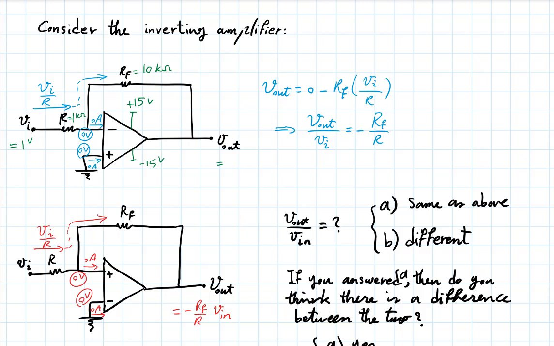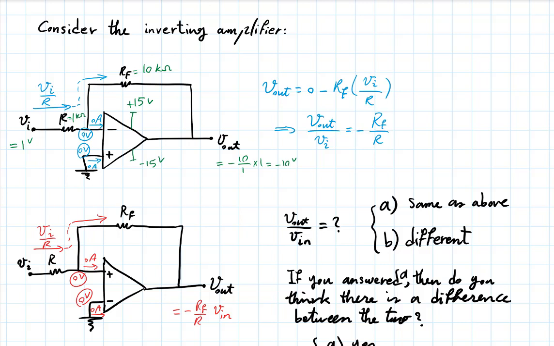What will the output be? It will be minus 10 times 1, right? Minus 10 volt, right? And it's within the linear region. It has not reached the voltage supply on either side. The op-amp is not saturated. Things are happy. And this is sitting like that in the lab.